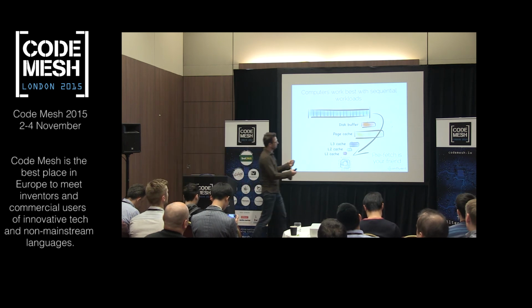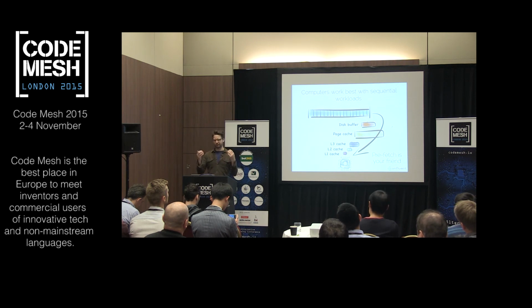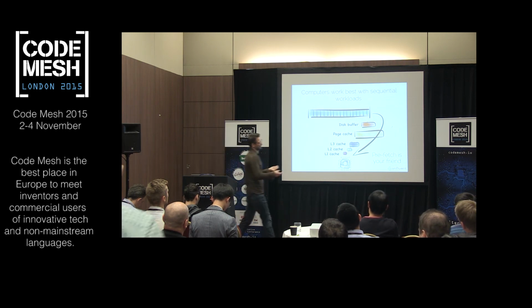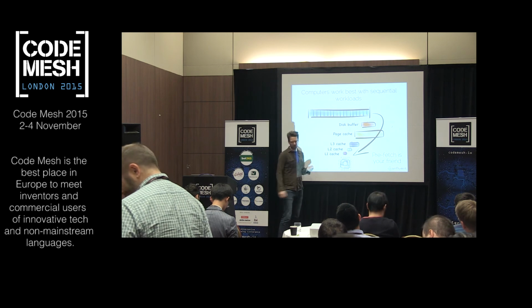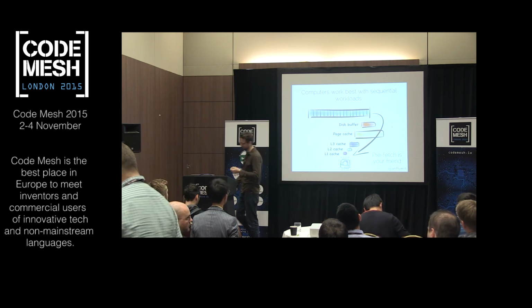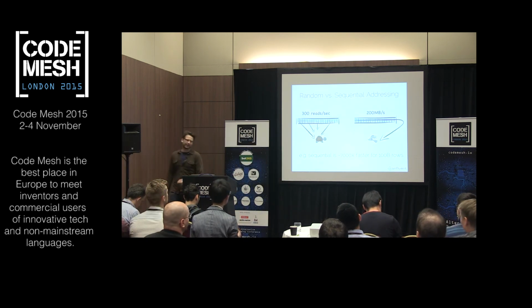So obviously the caching, the CPU has levels of caching, the page cache, disk buffer, etc. If we're accessing data with a sequential workload, the computer has a chance of actually predicting what we're going to do next. It's a very, very simple idea. And that makes things very, very fast.